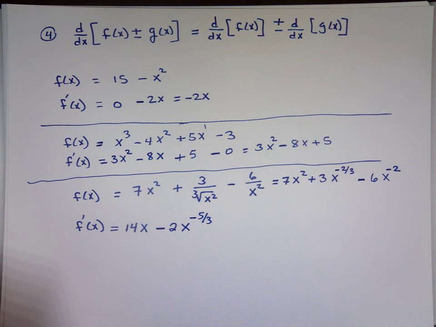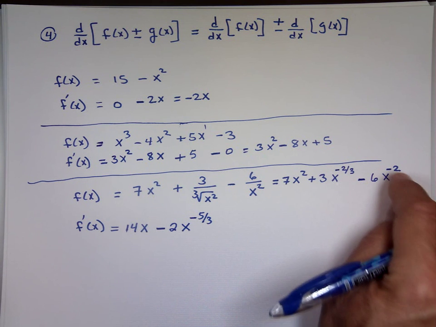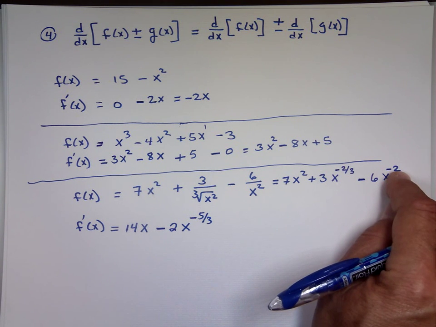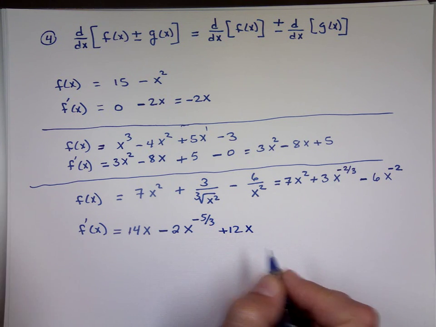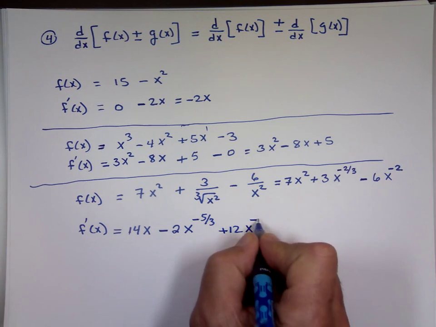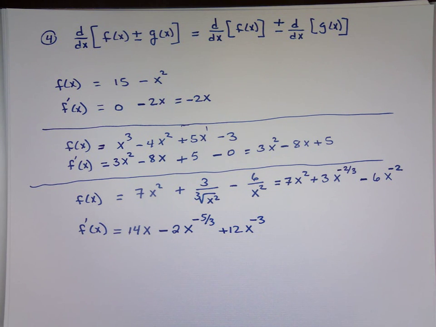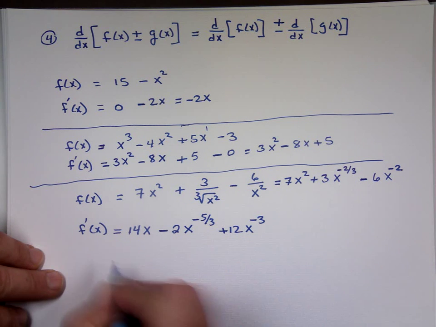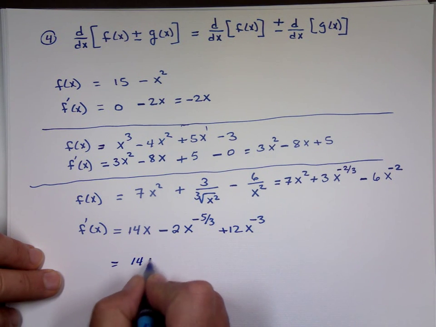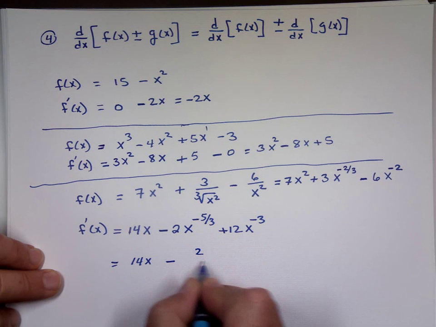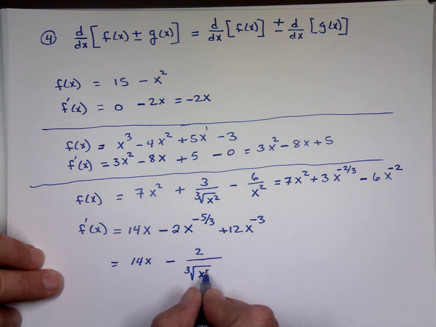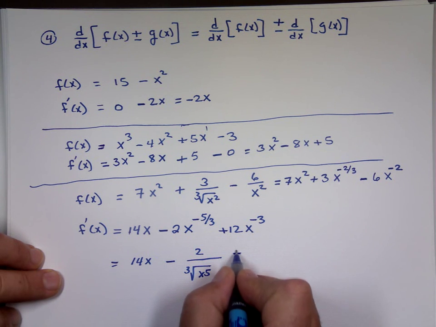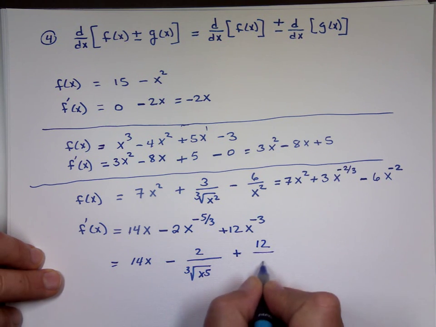And the next one, what's negative 6 times a negative 2? Positive 12, x to what power? Negative 3. You're always subtracting 1 from the power. Again, if they don't like negative exponents, they go, I got it now. That's 14x minus 2 over the cube root of x to the 5th plus 12 over x cubed.